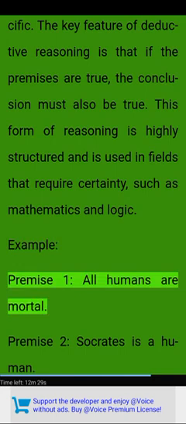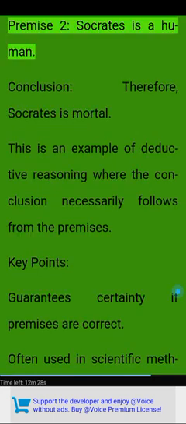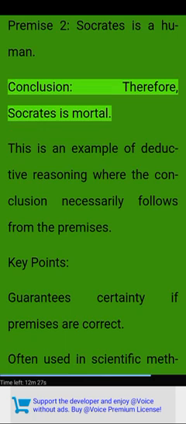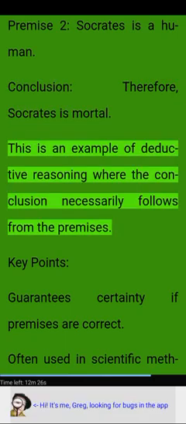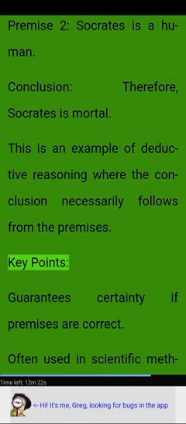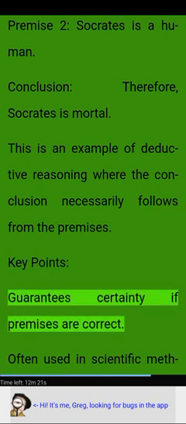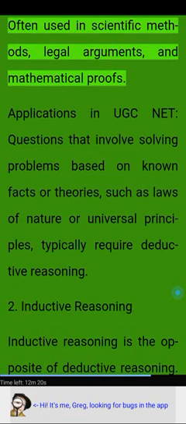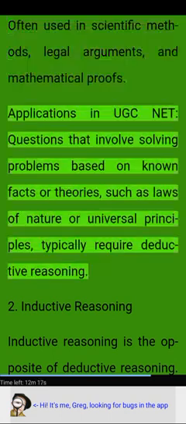Example. Premise 1: All humans are mortal. Premise 2: Socrates is a human. Conclusion: Therefore, Socrates is mortal. This is an example of deductive reasoning where the conclusion necessarily follows from the premises. Key points: Guarantees certainty if premises are correct. Often used in scientific methods, legal arguments, and mathematical proofs. Applications in UGC NET: Questions that involve solving problems based on known facts or theories, such as laws of nature or universal principles, typically require deductive reasoning.